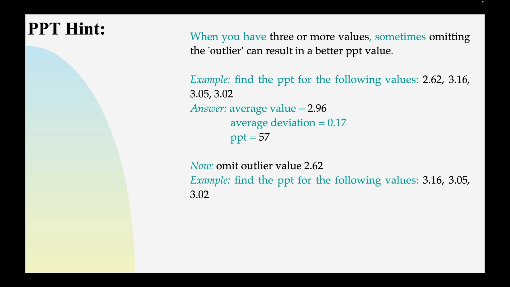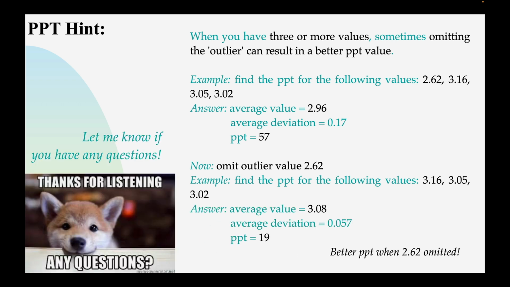So if we kick out 2.62 and we want to find the parts per thousand for only 3.16, 3.05, and 3.02, you can go through the steps, and I encourage you to do this on your own. You'll find that the average value is 3.08, the average deviation 0.057, and wow, your parts per thousand dropped to 19. So you do get a better parts per thousand when 2.62 was omitted, when you kick it out, all right?